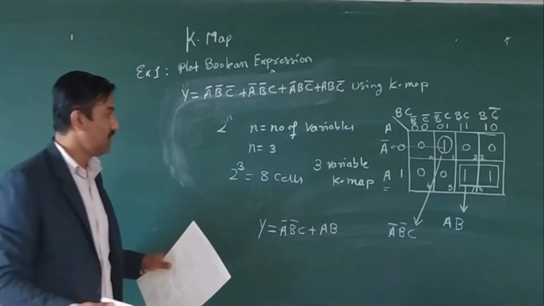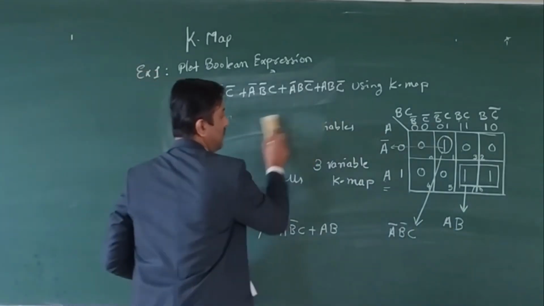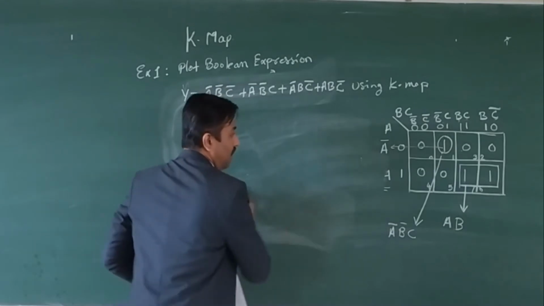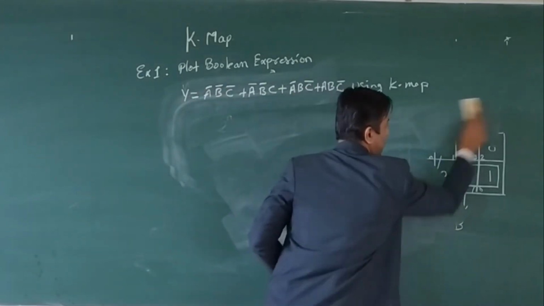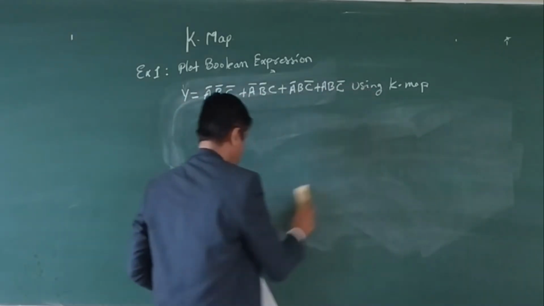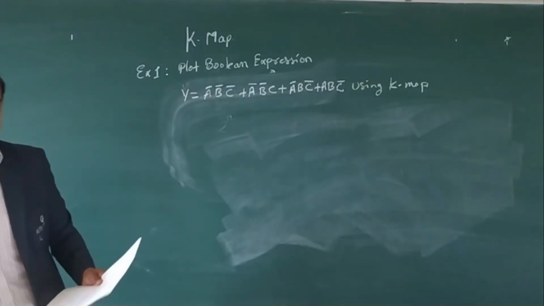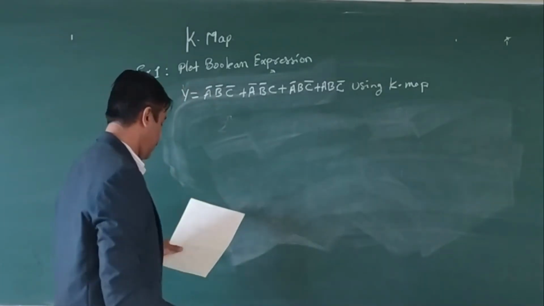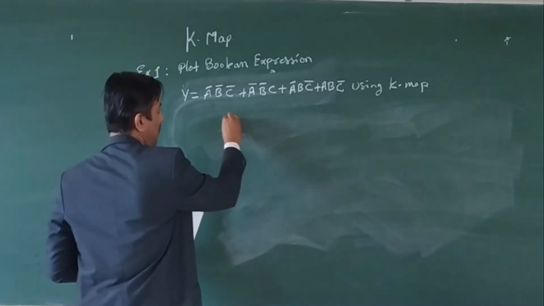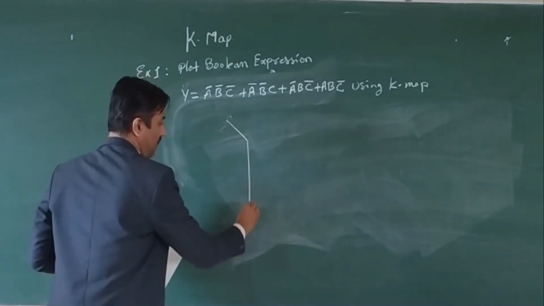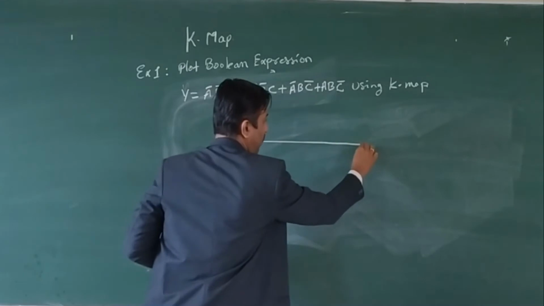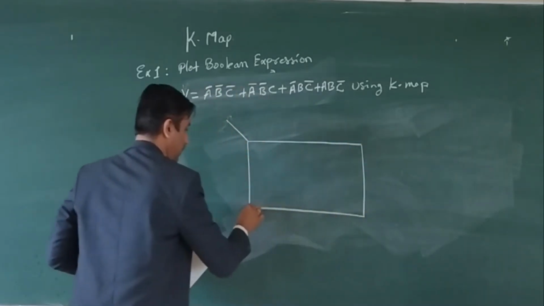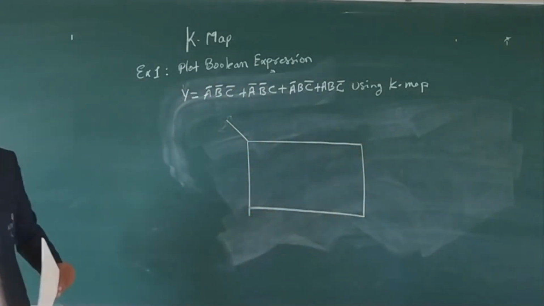Let me just erase this. Hope you have understood the previous example and you have noted it down. Now, the next one I am going to represent, as it is a 3 variable K-map. I am going to plot the cells.